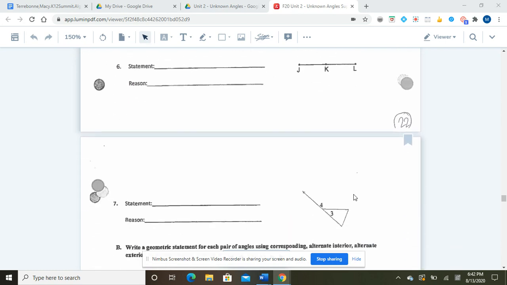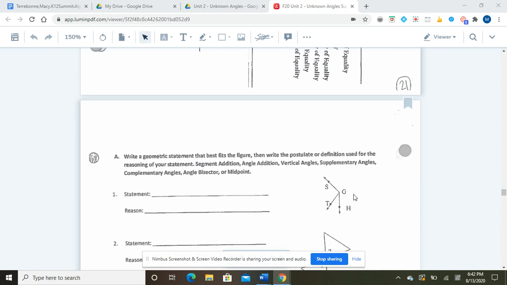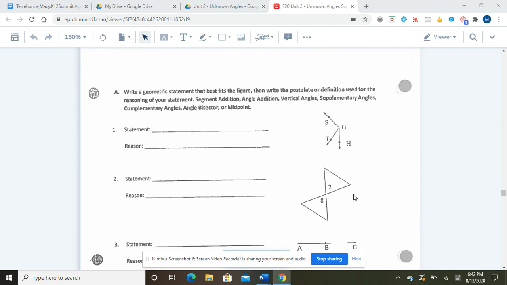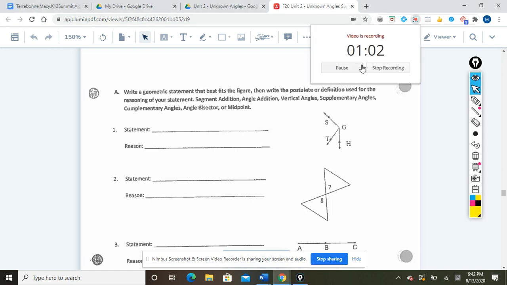So I'm on page 22 of your packet. Okay, and it says write a geometric statement that best fits the figure. Then write the postulate. Postulate is just a fancy word for a theorem or a definition, so don't let it scare you.